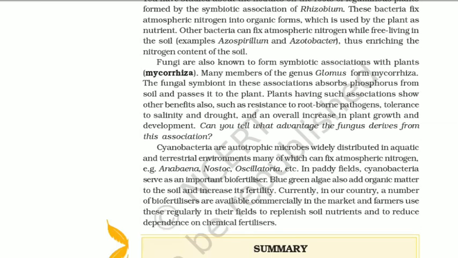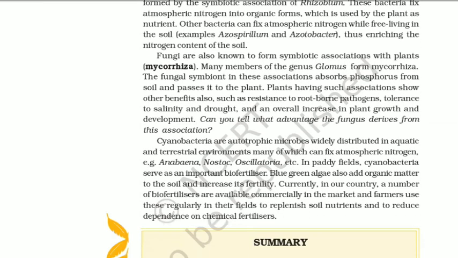Fungi are also known to form symbiotic association with plants; it is mycorrhiza. Many members of the genus Glomus form mycorrhiza. The fungal symbiont in this association absorbs phosphorus from the soil and passes it to the plant. Plants having such associations show other benefits also, such as resistance to root-borne pathogens, tolerance to salinity and drought, and an overall increase in plant growth and development.